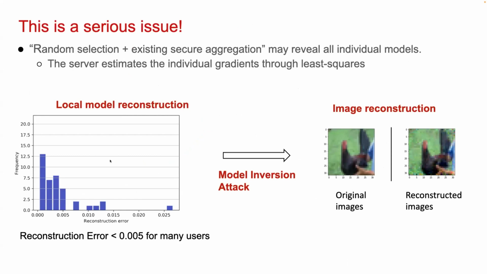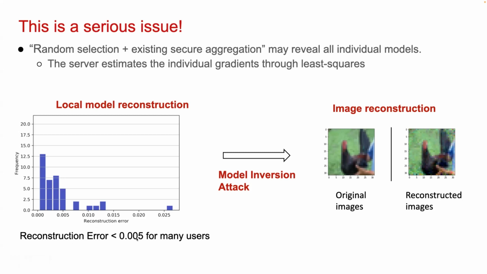For example, let's say you have 40 users with random selection, and you apply secure model aggregation, so no leakage at each particular round. But then you apply a linear estimator at the server to combine the local models to estimate the individual models of the users. On this histogram, what I'm showing is the histogram of the reconstruction error. The x-axis is the reconstruction error for the individual models of the users by the server. The y-axis is the frequency. And this is normalized error.